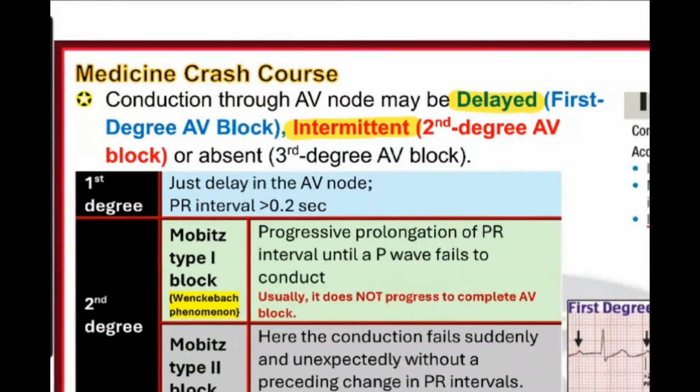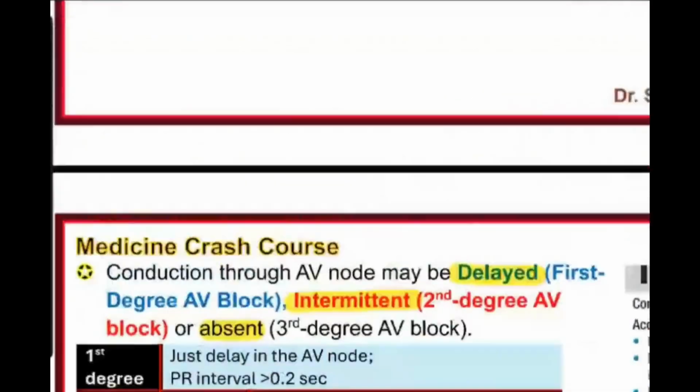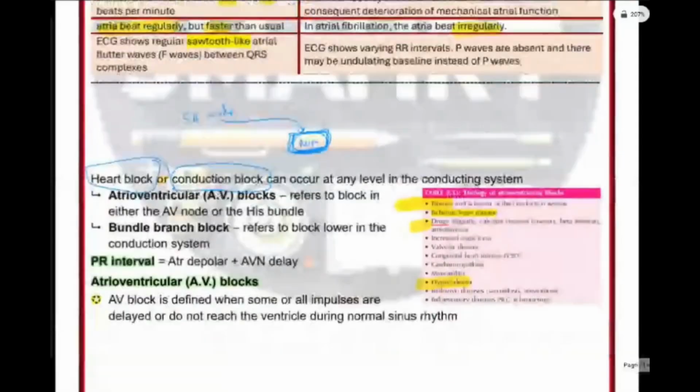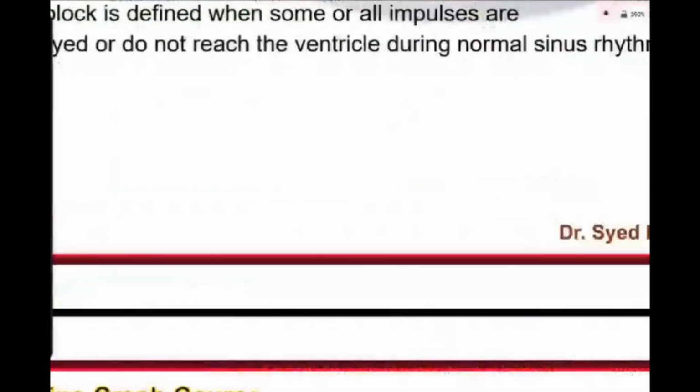If the block is intermittent, we say second degree. If there is complete block, we say third degree. Okay, complete heart block. Okay, what are we studying? Where are we? We are in conduction disorders. In conduction disorders, we told it is AV block.